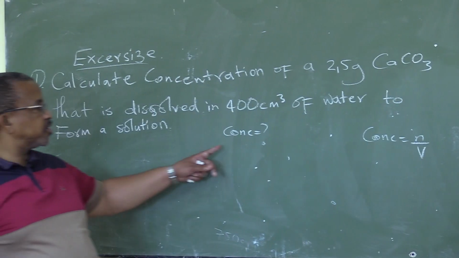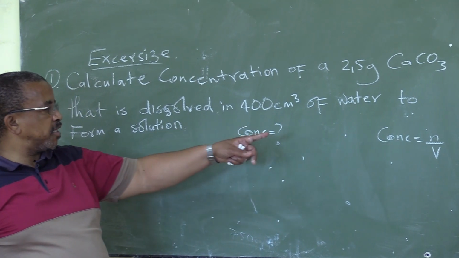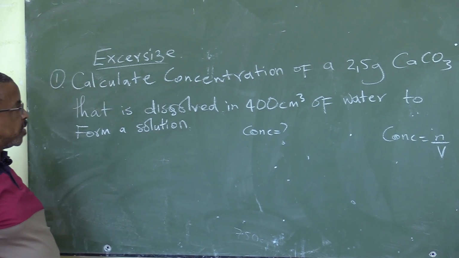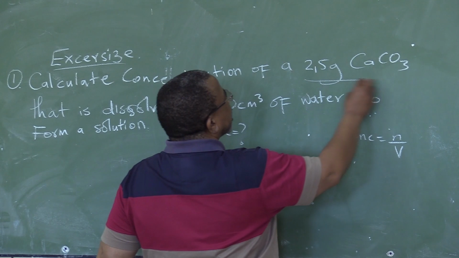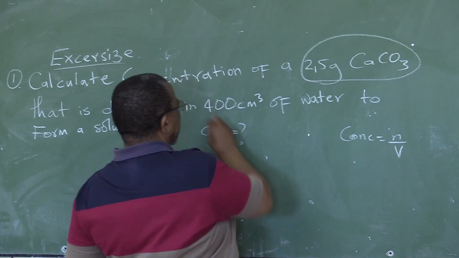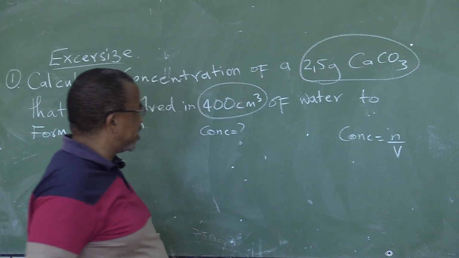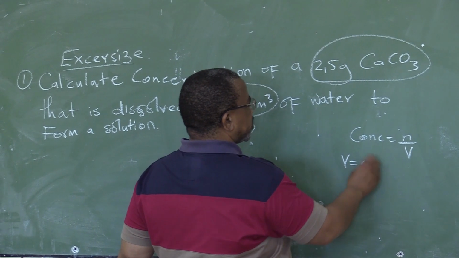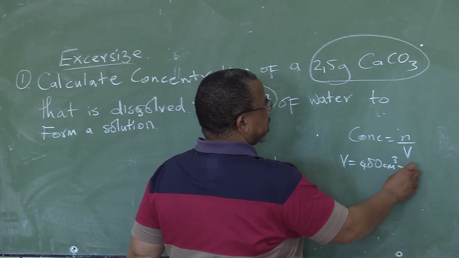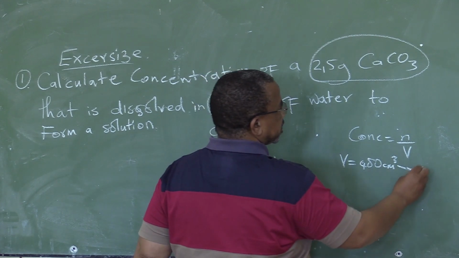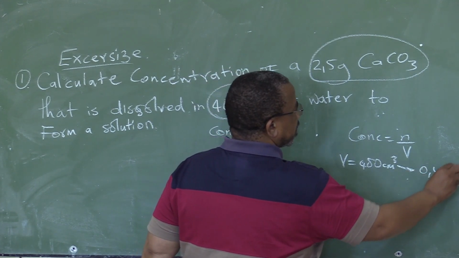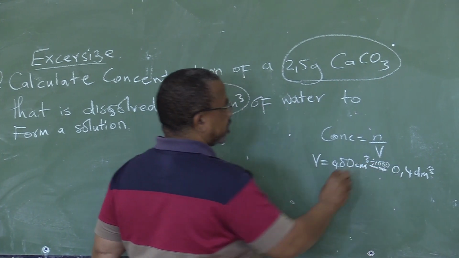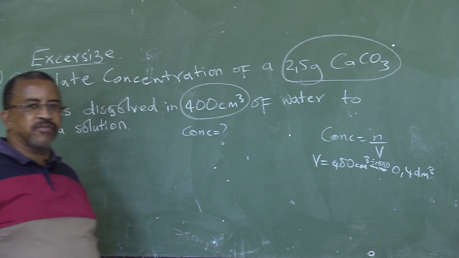Before we find the concentration, we must find the number of moles and the volume. The volume we have been given, since we are given the mass of calcium carbonate and the volume of 400 cubic centimeter. After conversion we get 0.4 decimeter cubed. Don't forget, we said you divide by 1,000. You divide 400 by 1,000.